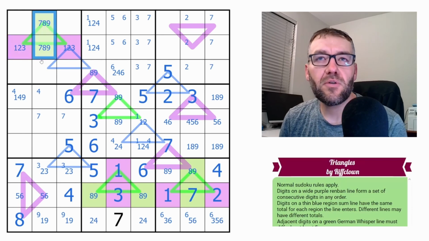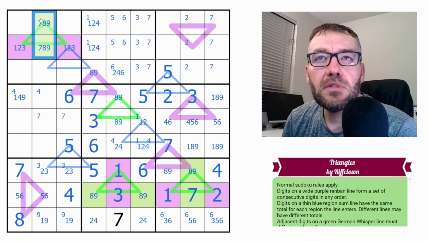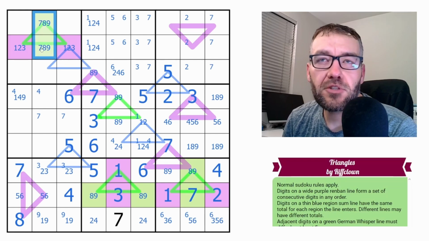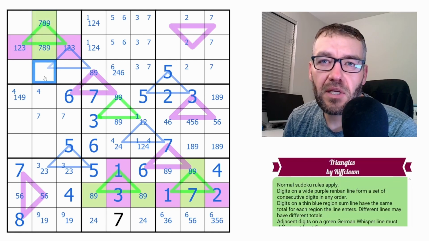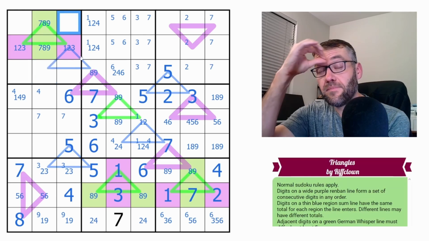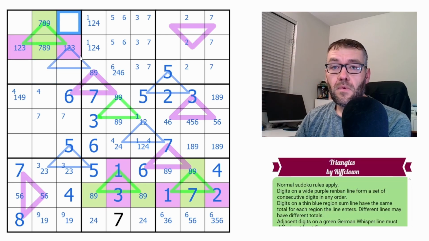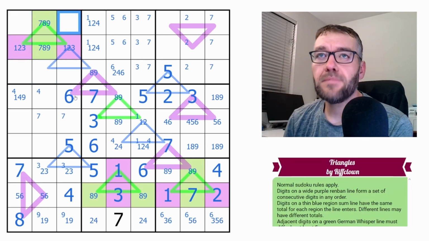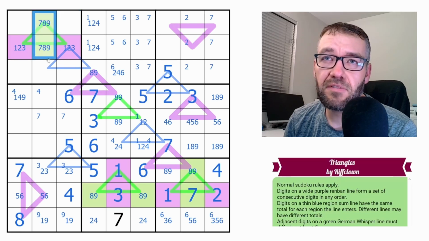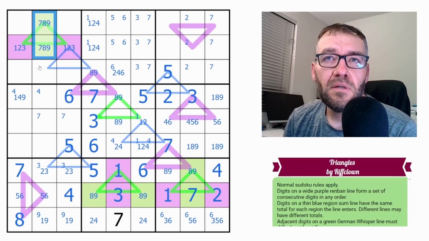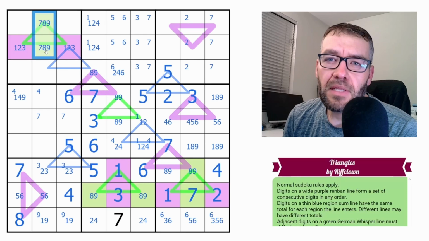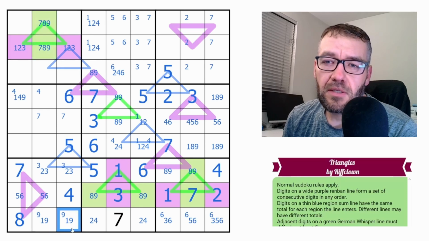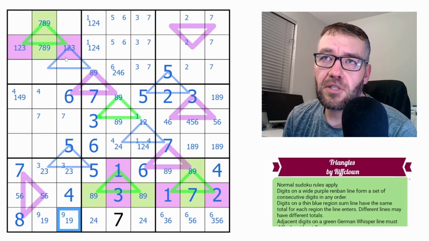Wait up, 7 has to go on this German whisper line, because the 7 can't go here. Wait up, do we know that? No, because the 7 could still go here. 7 can't go over here, but a 7 could still go here. Okay. I thought I had something there. Because if 7 couldn't go here, that would have made that an 8-9 pair, and that would have made this a 1, and this a 9 over here. That would have been nice to know.